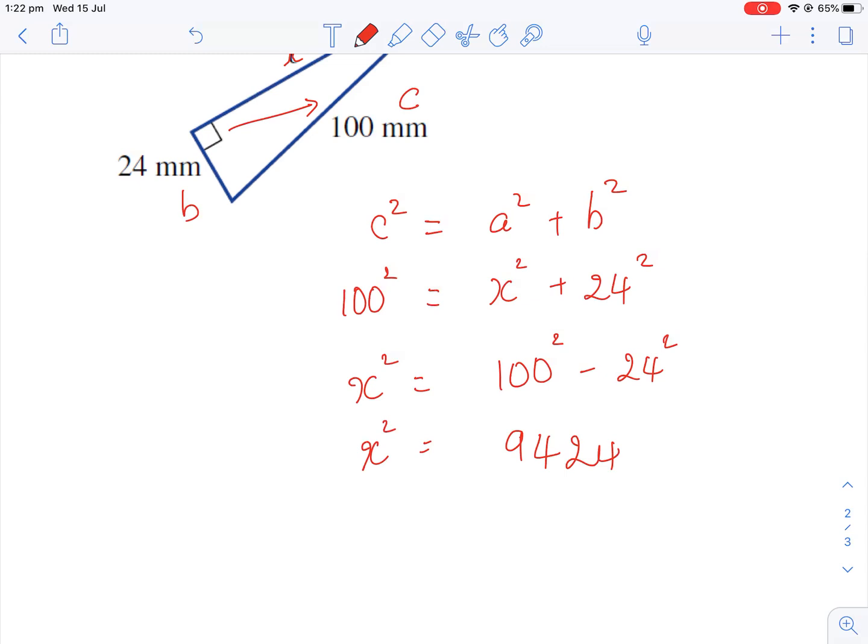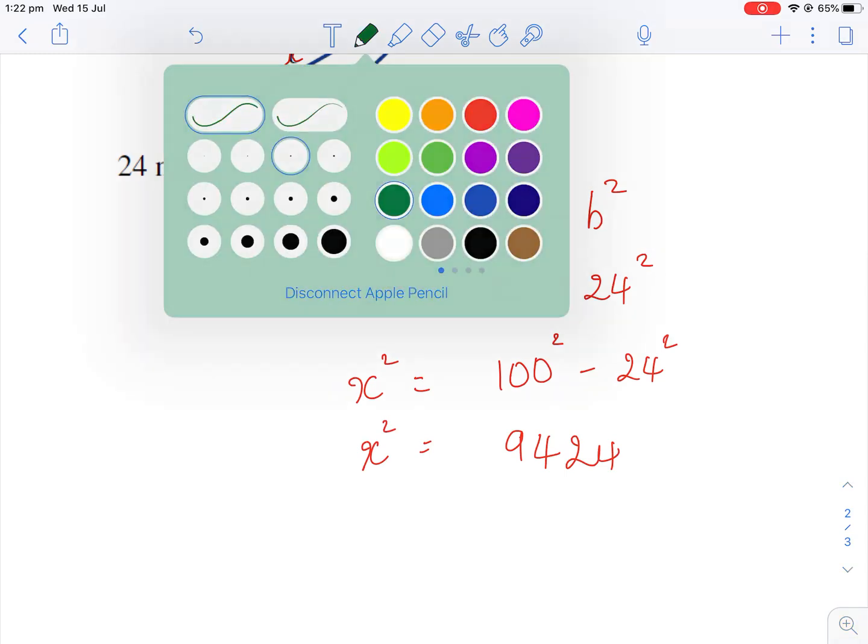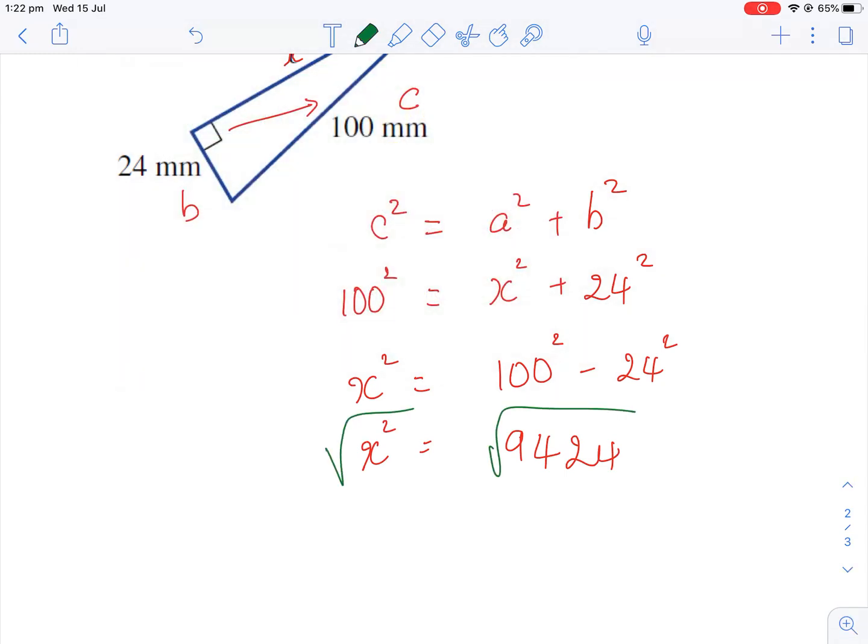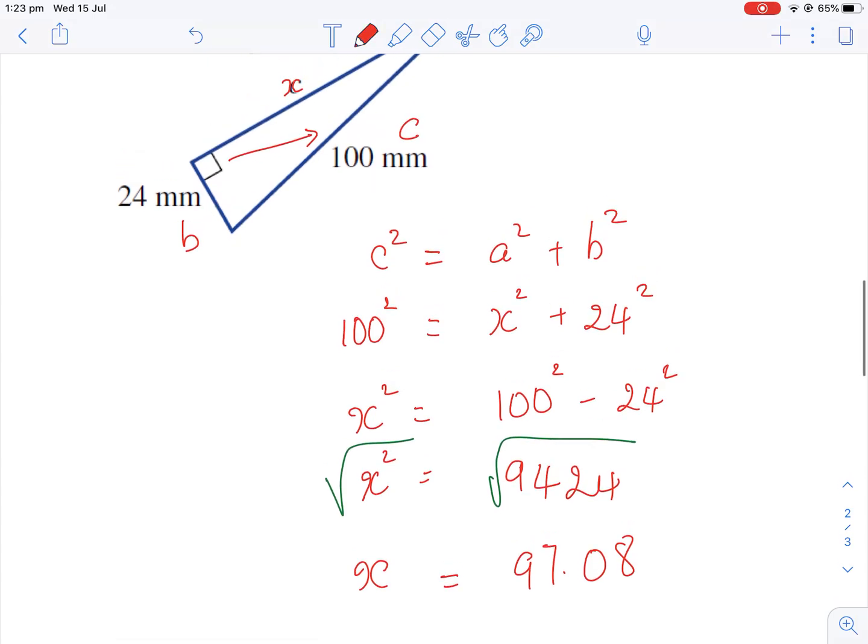or x squared equals 9,424. Use your calculator. And again, to find x, we have to take the square root of both sides of the equation. Square root of x squared is x, and square root of this one is 97.08. The unit of this measurement is millimeters, so the unit of x here is millimeters as well. And this is your final answer.